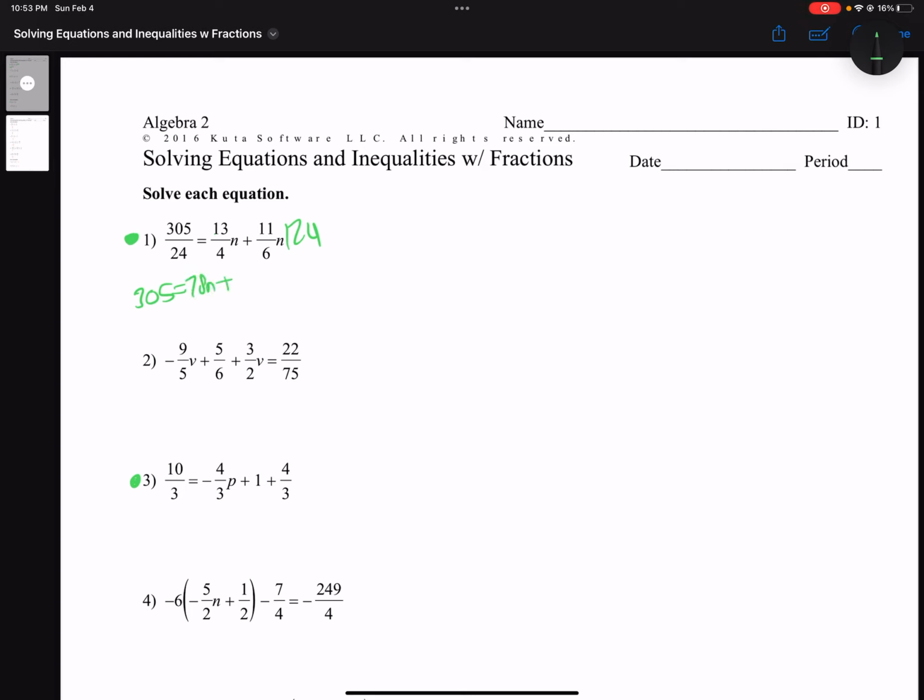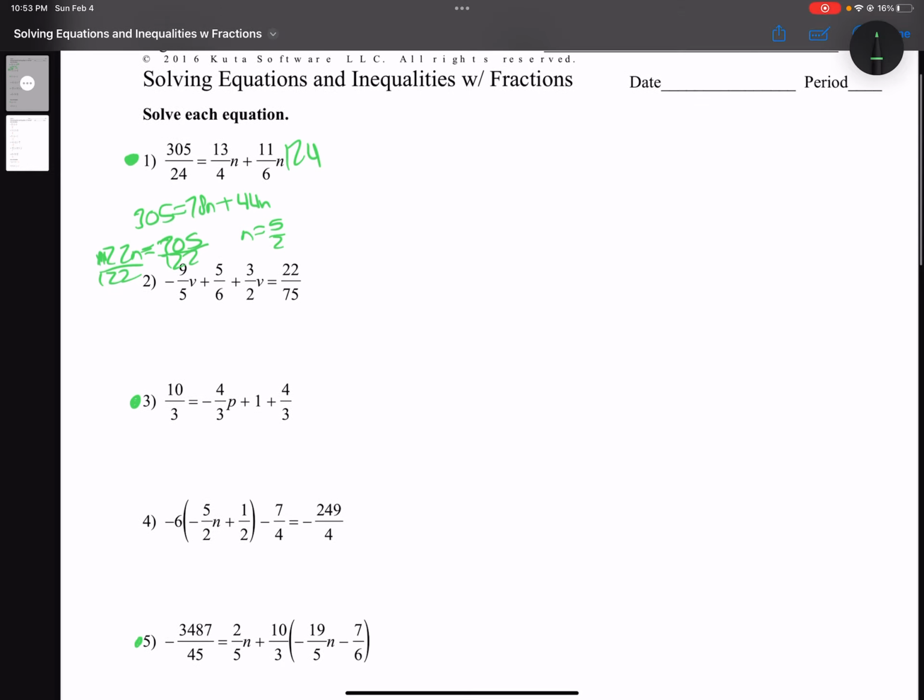And then you add that. So 11 over 6n times 24. That's 24 over 6, which is 4, right? And then times 11 is 44. So 44n. Now we can move the variables to the left side while combining like terms. So that's going to give us 122n. So we're moving it to the left side and combining like terms. And then that's equal to 305. And then when you divide by 122 on both sides to get the n by itself, we get that n is equal to 5 over 2.